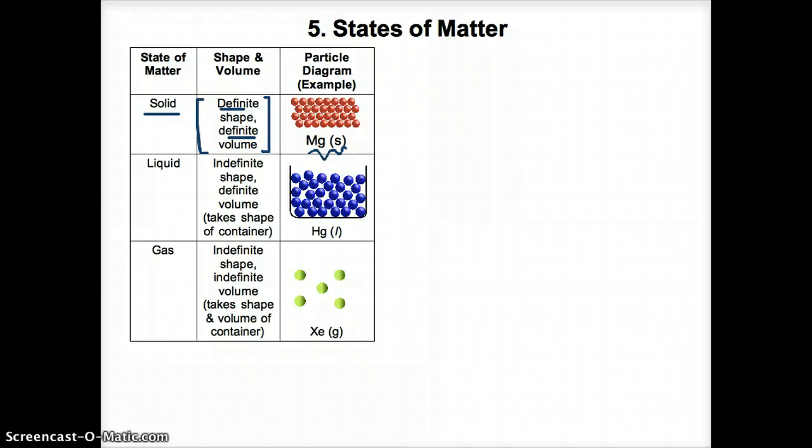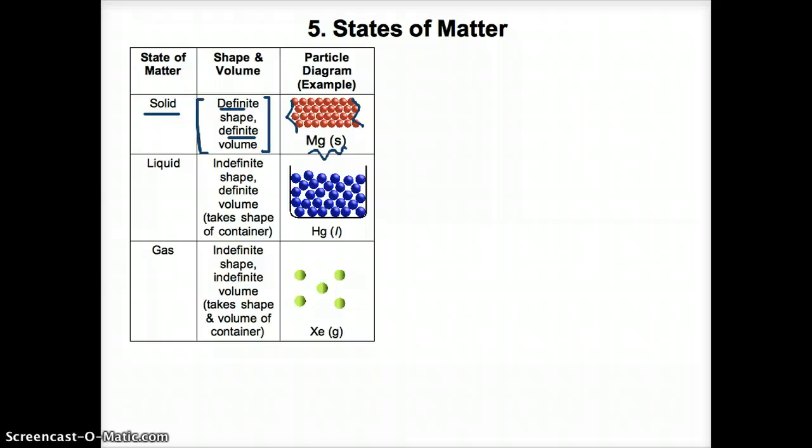All right, so solid particle diagrams show the particles touching and forming a definite geometric pattern of some sort. I don't know what this shape is, but it's a definite geometric pattern of some sort. So notice that the particles are touching and they form a definite geometric pattern of some sort. That's because solids have very strong attractive forces, hence why they're very close together, because of their strong attraction.